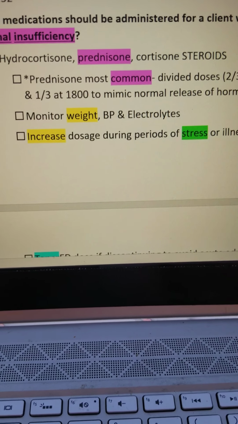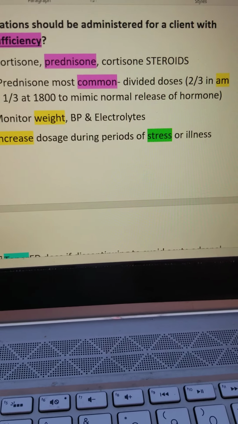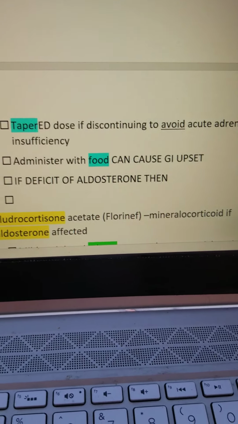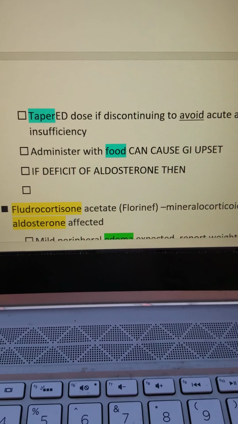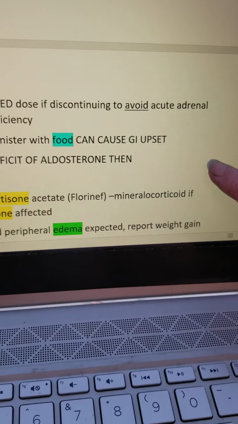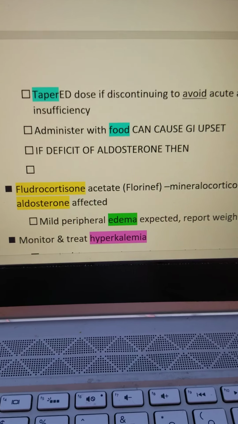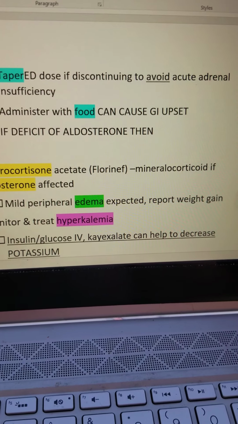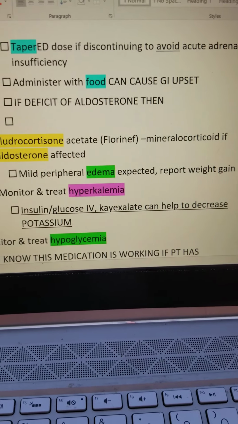Monitor weight, blood pressure, and electrolytes. Increase dosage during periods of stress or illness. Taper the dose if discontinuing to avoid acute adrenal insufficiency. Administer with food because the steroids can cause GI upset.